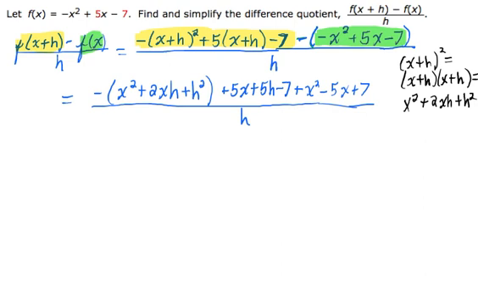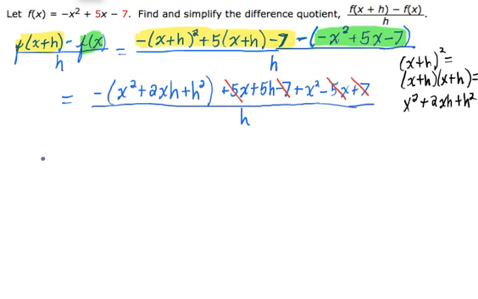Okay, let's see if anything simplifies yet. I haven't distributed that negative yet, I'll do that in a moment. But for now, I've got positive 5x minus 5x. Those cancel. I've also got a plus 5h. Nope, that doesn't cancel with anything. I meant to cross out the 7. Positive 7 and the negative 7 cancel.